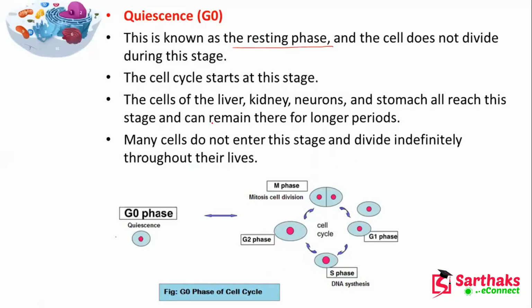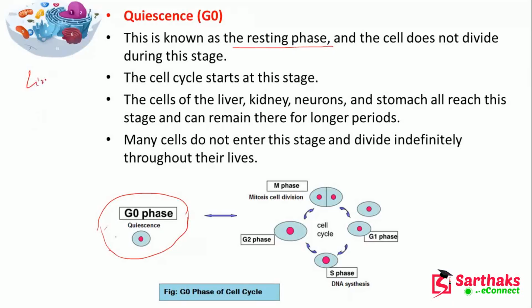Or quiescence. This cell does not divide during this stage, that is the G0 phase. Here the cell cycle starts at this stage. The cells of the liver, kidney, neurons, and stomach all reach this stage and can remain there for a longer period.